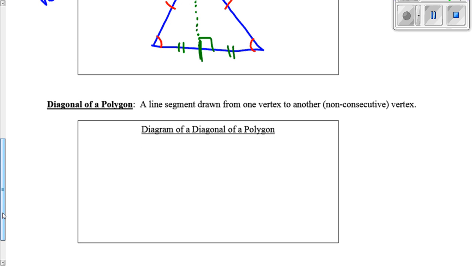The last new word will be the diagonal of a polygon. It's a line segment drawn from one vertex to another non-consecutive vertex. Polygon just means many-sided figure, so we could do a triangle, a square, a rectangle, a rhombus, or a pentagon, whatever. It's drawn from one vertex to another non-consecutive vertex. Non-consecutive means not directly next to.